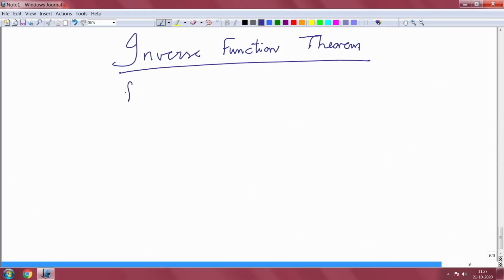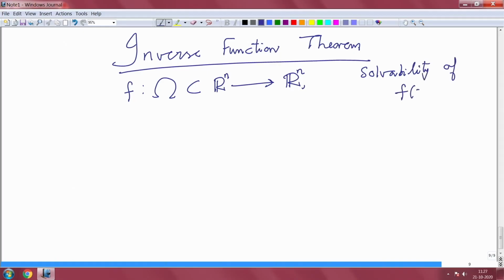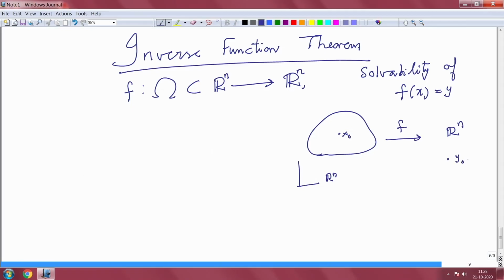So, you have your function f from a neighborhood omega in Rn to Rn. Both are Rn, be careful what we are writing, and you want to know the solvability, that is the whole issue. Solvability, in fact local solvability, of f(x) equal to y. So, you have a domain in Rn here, and you have a map to Rn. You may have a point x naught, and that goes to a point y naught here. This is omega.